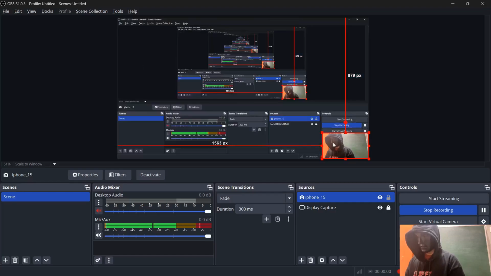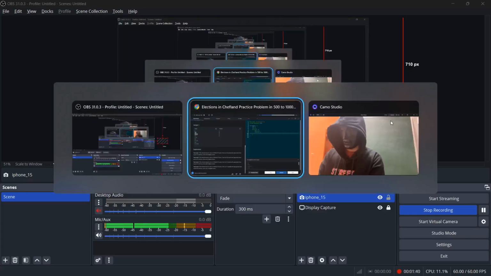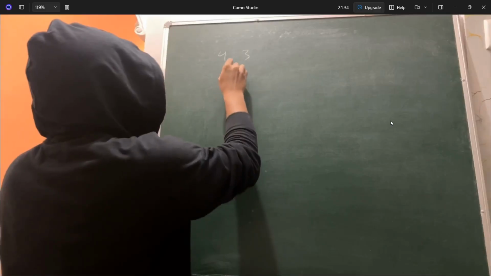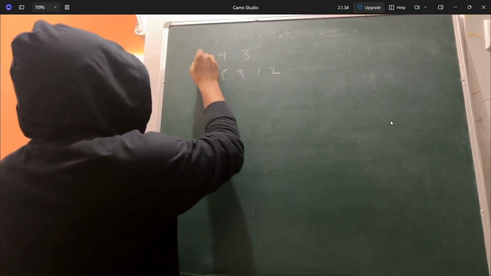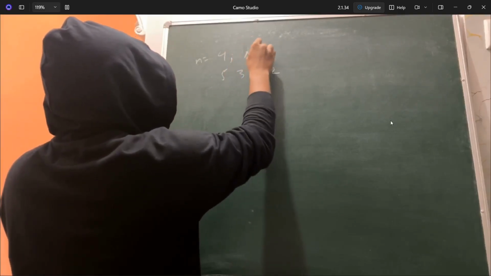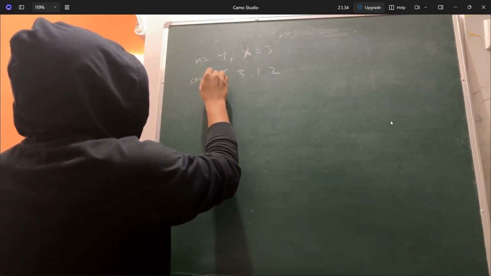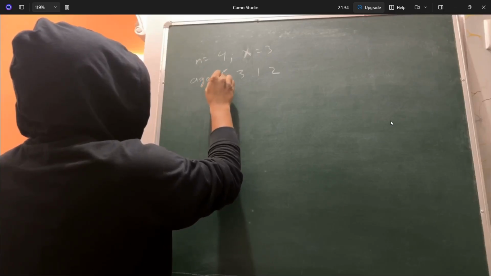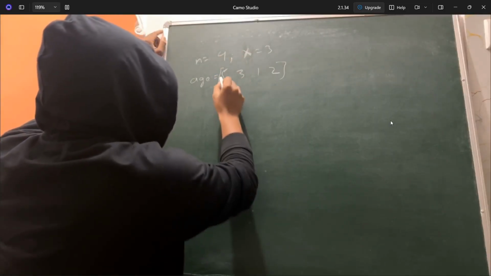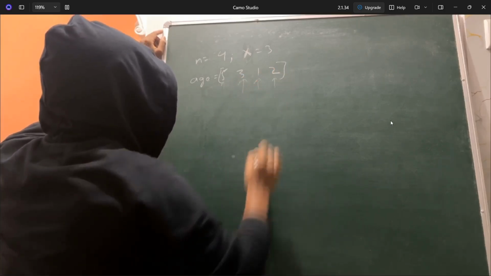Let me take you to the board and explain. 4, 3, 5, 3, 1, 2. So n given is 4, x given is 3, and this is the ages. You can say age is a vector. So there are 4 people, and the first person's age is 5, the second person's age is 3, the third person's age is 1, the fourth person's age is 2.